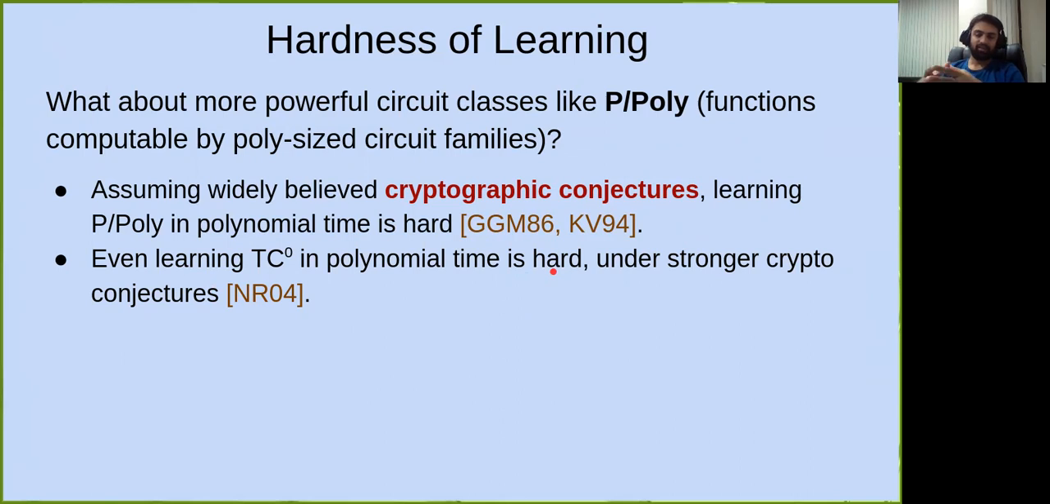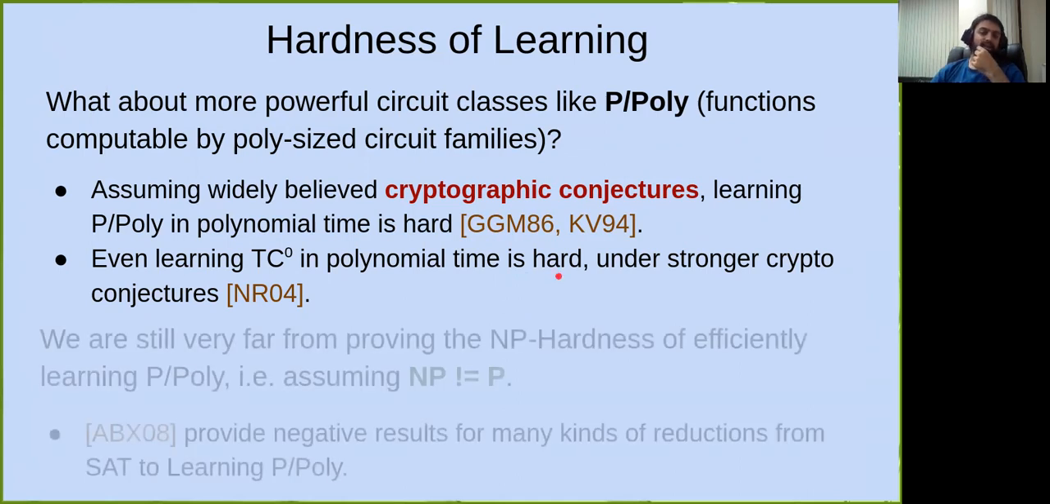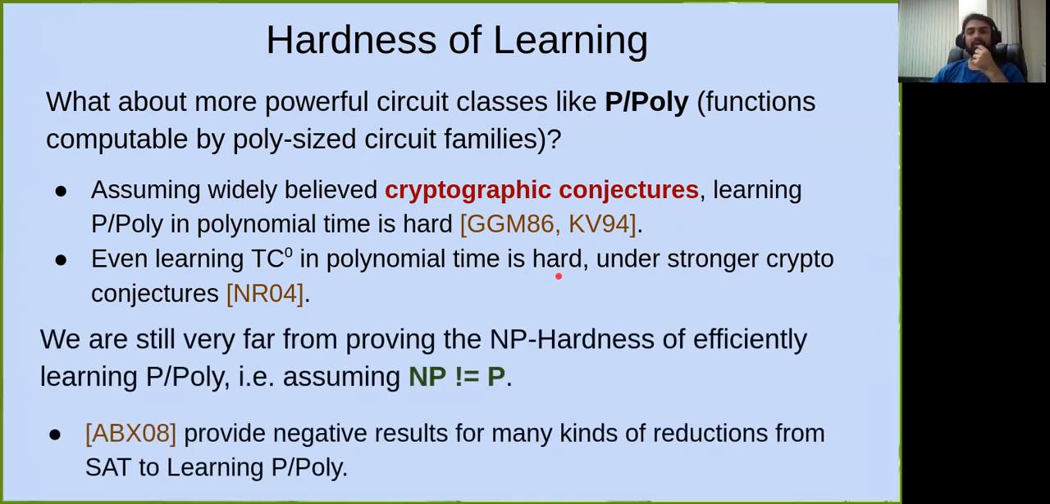So we have certain cryptographic evidence that learning these powerful classes is hard, but if we talk about complexity hardness for showing hardness of learning, then we're still very far away from proving the NP-hardness of efficiently learning P/poly.